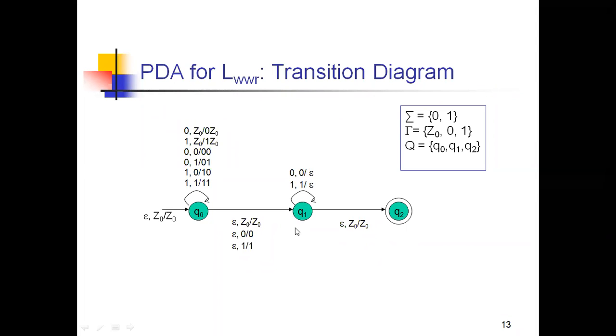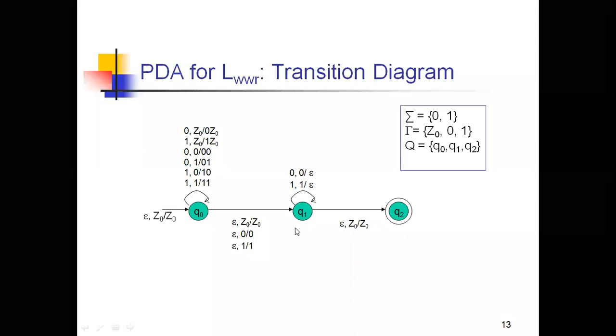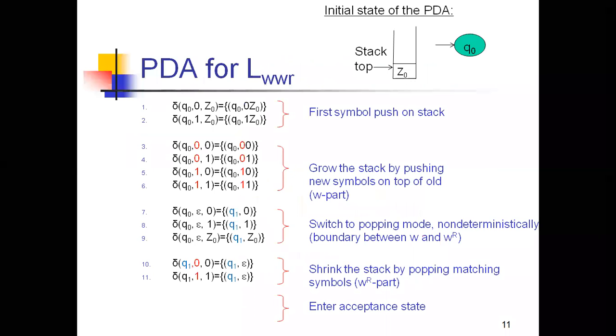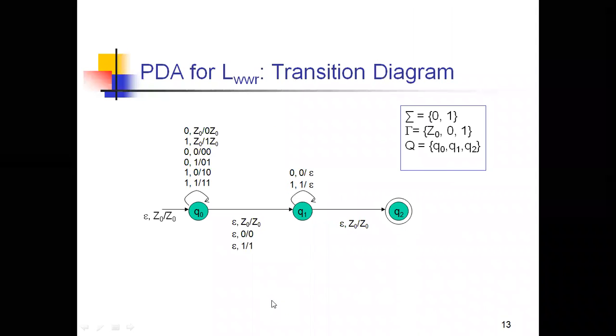Now q1 with epsilon and z naught goes to q2, because we are making it an acceptable state, right? So q1 epsilon z naught gives q2 z naught. That's why we make a transition from q1 to q2, where q1 epsilon z naught gives z naught, right?